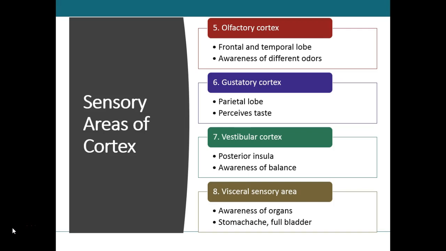The vestibular cortex helps you to have an awareness of balance. So the stimulus is, of course, the tension or the position of muscles and bones in the body, and the awareness of whether or not you are standing upright or lying down or climbing a hill is processed in that association area of the vestibular cortex. The visceral sensory area provides us with an awareness of the organs. Viscera, of course, means organ. So we can detect if we have a stomach ache differently than if our bladder is full and we need to go to the bathroom.